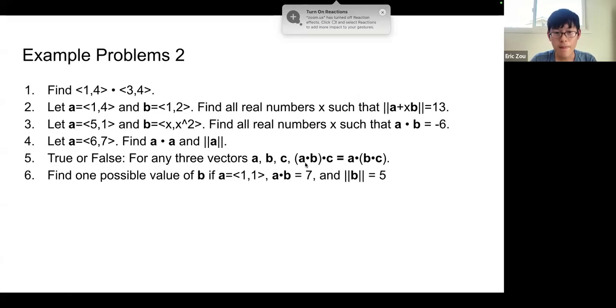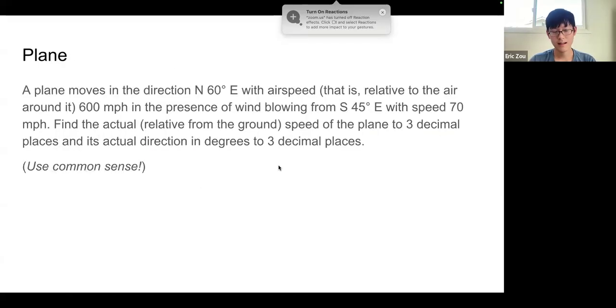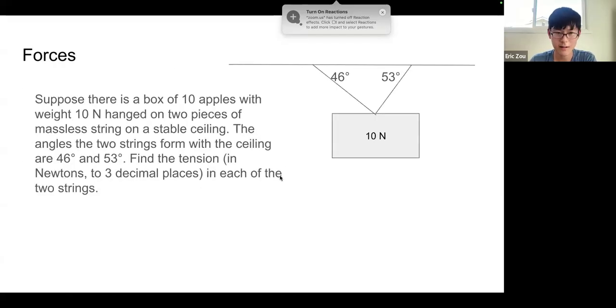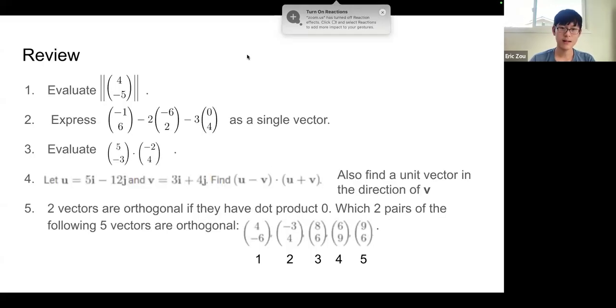Also, we talked about the angle of some vectors and we went over some application problems. So let's start off with some similar review of these exercises.